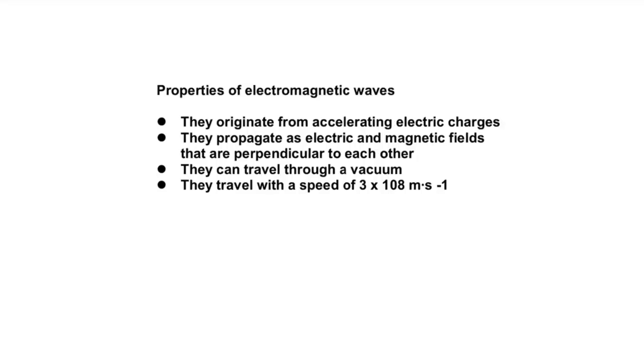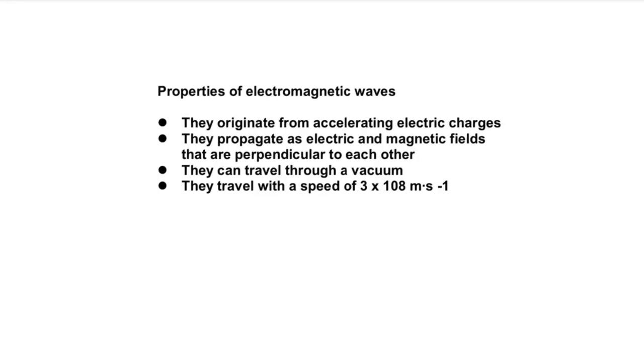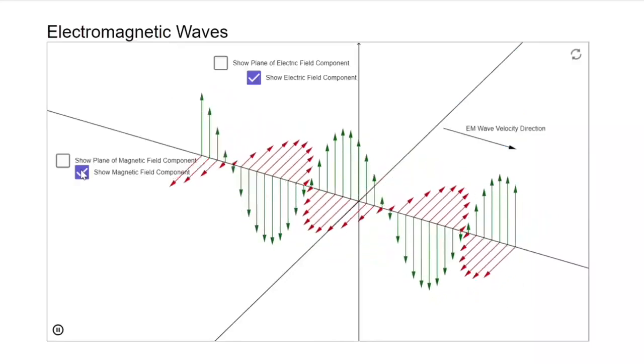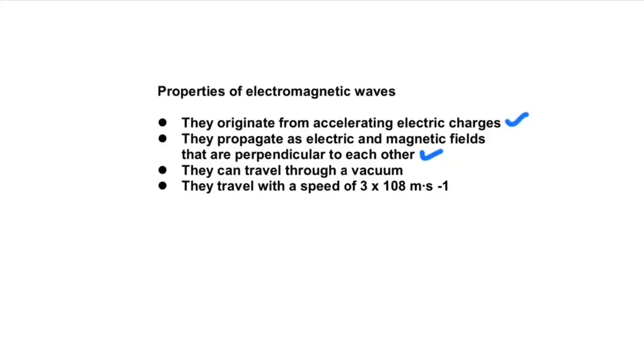Let's carry on. What are the properties of electromagnetic waves? So the first bullet point, they originate from accelerating electric charges. We have already covered that. And then they propagate as electric and magnetic fields that are perpendicular to each other. This is how it looks, just like we've covered in the introduction. And then the third point, they can travel through a vacuum. And lastly, they travel with a speed of 3 times 10 to the power 8 meters per second all the time.